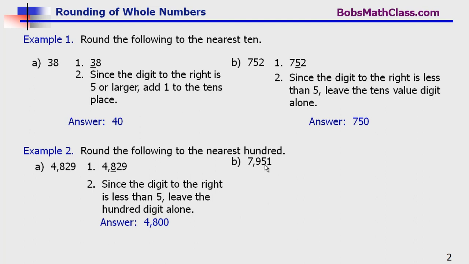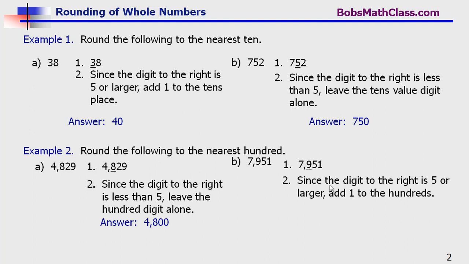Okay, 7,951. Again, first step is to underline the hundreds place. And then we're going to look to the right of it. Since it's 5 or larger, it's actually a 5, we will add 1 to the hundreds. So we're going to add 1 to 9, which becomes, think of it as 79 plus 1, which is 80. And then everything after it becomes 0, so that's why it's 8,000.